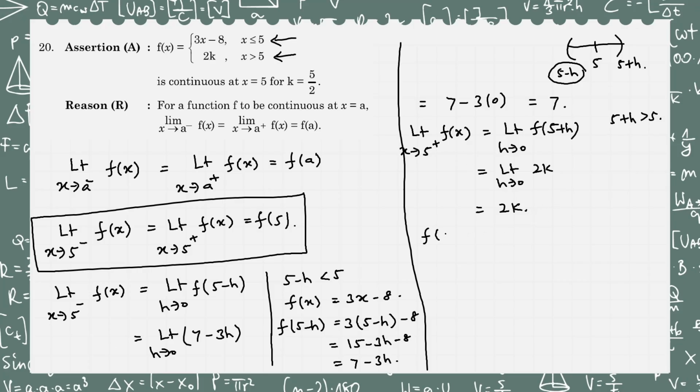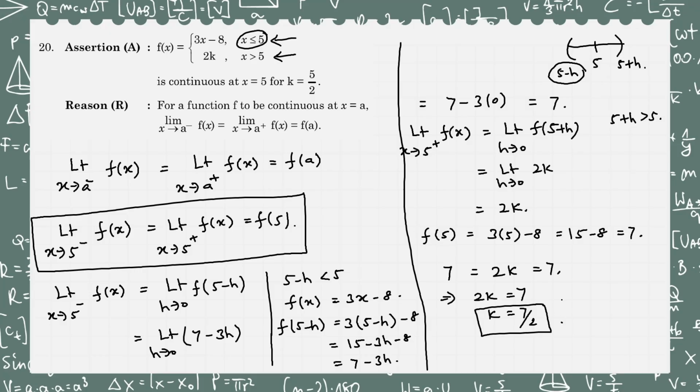And what is f of 5 here? When x equals 5, it is also included here. So f of 5 will be 3 times 5 minus 8 because we have to take f of x equal to 3x minus 8 here. So this will give you 15 minus 8, which is 7. So when we take the left limit equal to right limit equal to f of 5, we will have 7 equal to 2k equal to 7. This will give you 2k equal to 7, k equal to 7 by 2. That's the correct answer. So looking at the given k, they have given k equal to 5 by 2, which is the wrong answer. So assertion is false here.